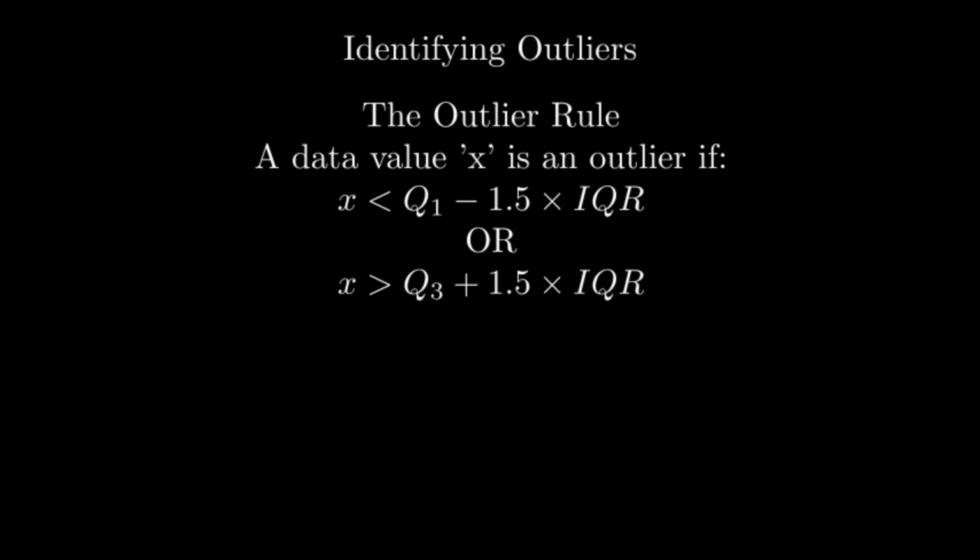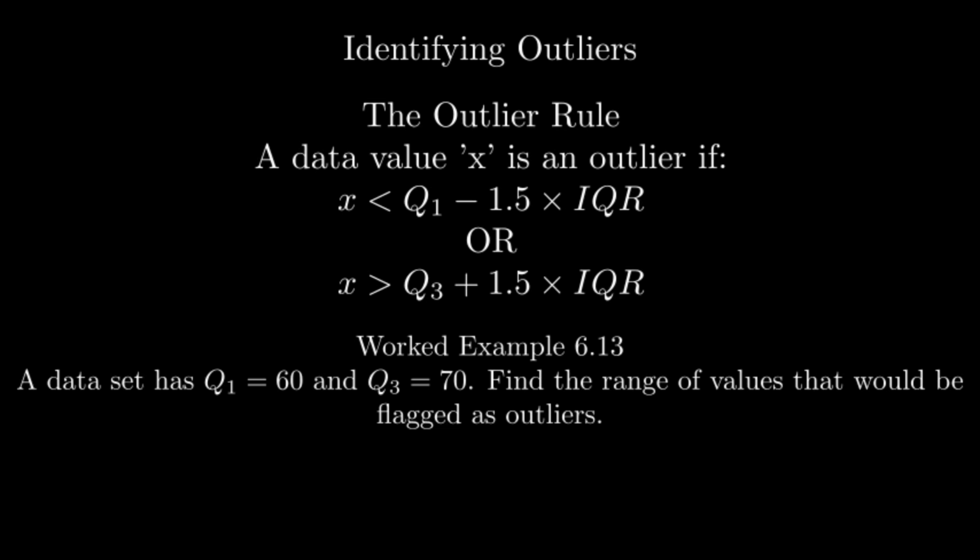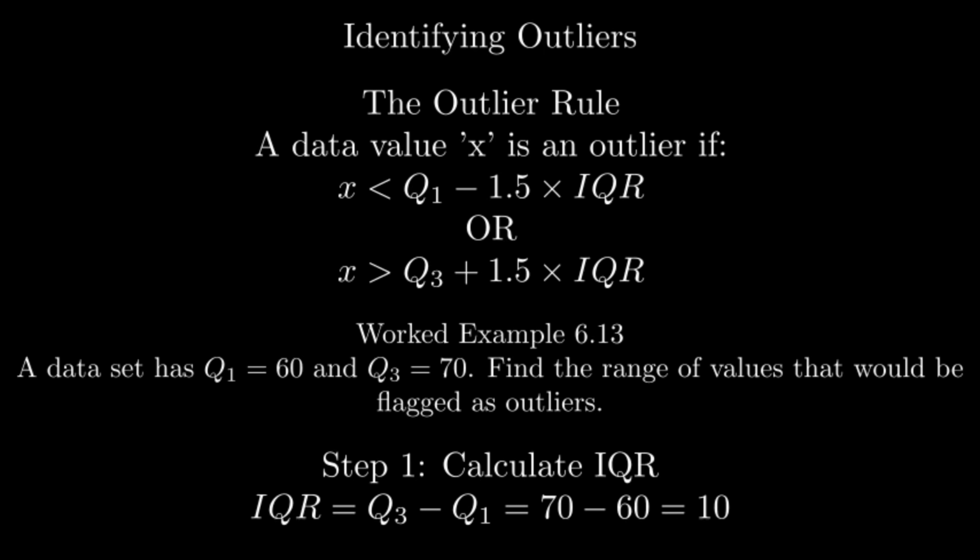Think of these as fences. Anything outside the fences is an outlier. Let's apply this rule to an example. Suppose a dataset has a lower quartile of 60 and an upper quartile of 70. We want to find the boundaries for outliers. The first step is always to calculate the IQR. The IQR is Q3 minus Q1, so that's 70 minus 60, which is 10. The spread of the middle half of the data is 10 units.